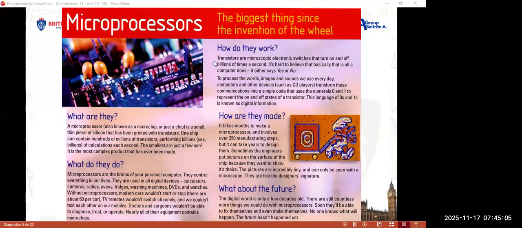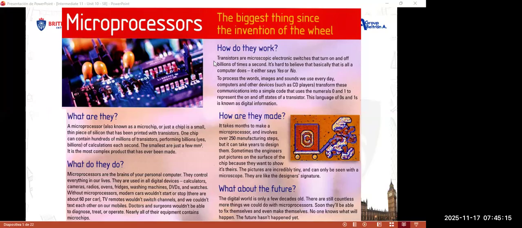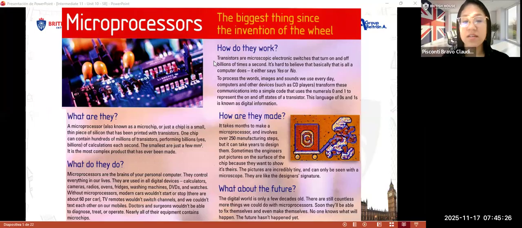The smallest are just a few square millimeters. How do you say this? Yes, square millimeters. It is the most complex product that has ever been made. Yes, well done. Okay, thanks, Diana. Now, Abigail, hello there. Good morning. What do they do?